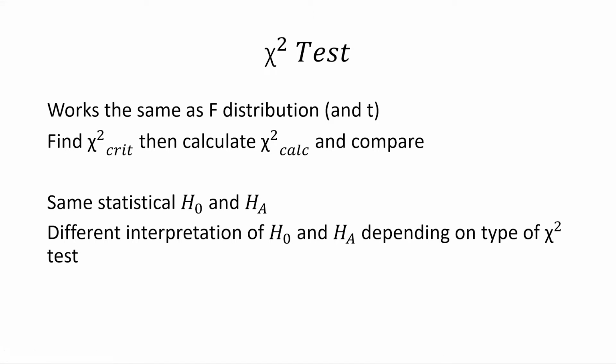We also have the same statistical null and alternative hypotheses for each of those types of tests, the goodness of fit, homogeneity, and independence. The null is always that our observed values match our expected, and our alternative is always that they don't match, that our observed values do not match our expected values. However, there's different interpretations of our null and alternative hypotheses depending on the chi-squared test that we're running.